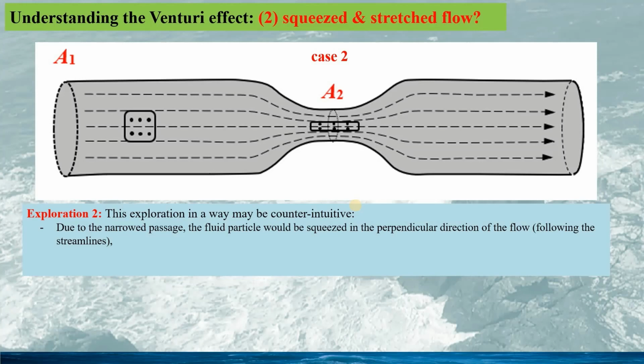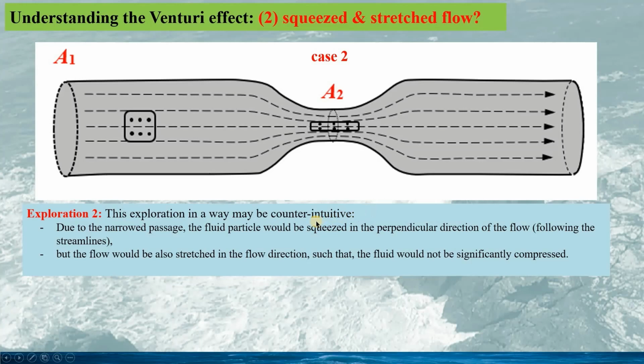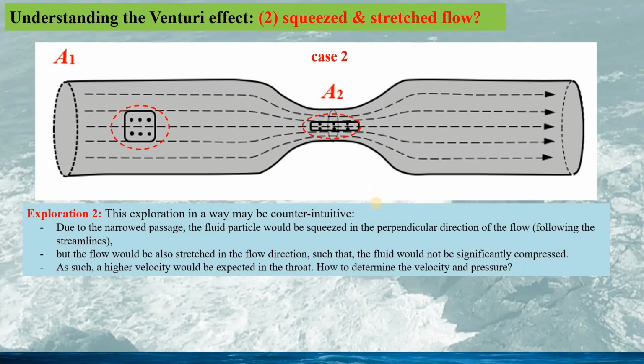The second explanation would be a little bit counterintuitive. Due to the narrowed passage, the fluid particle would be squeezed in the perpendicular direction from here to here, following the streamlines. Meanwhile, the fluid particles would be also stretched in the flow direction. So from this to this, such that the fluid would not be significantly compressed. As such, a higher velocity would be expected in the slot in the Venturi tube. The question may be how we can determine the velocity and the pressure.